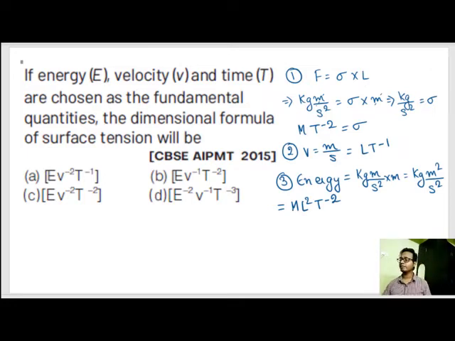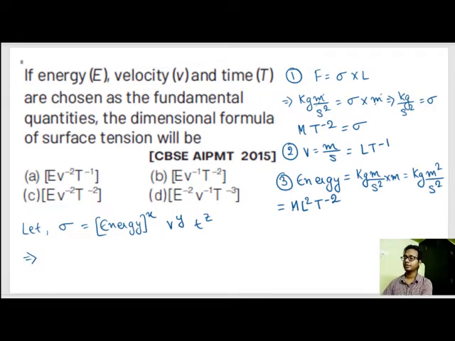Now to apply Rayleigh method, they have asked the dimensional formula for surface tension in terms of energy, velocity and t. So let surface tension sigma is equals to energy to the power x, velocity to the power y, and time to the power z. We have to find out the value of x, y and z. So let's substitute the dimension. We'll do it in next page. Okay.